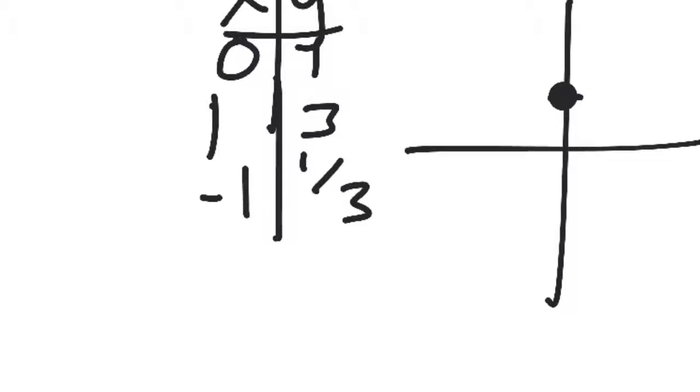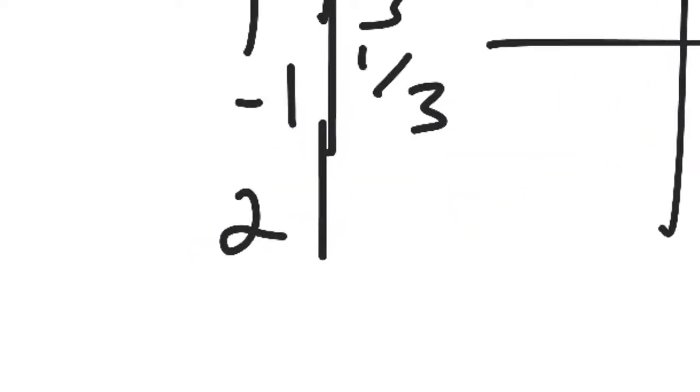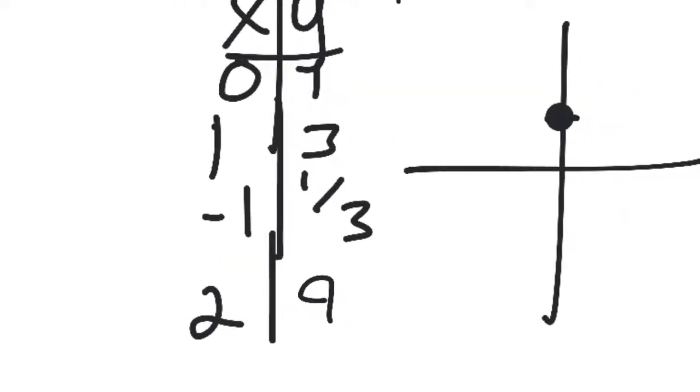And that one might be hard to graph if you're just trying to graph it with integers. So let's get another one that'll give us an integer. If you plug in a 2 into our function, 3 squared gives you 9. So we know what's going to happen at -1. It's just going to get small. It's going to be 1/3, so somewhere way down here.